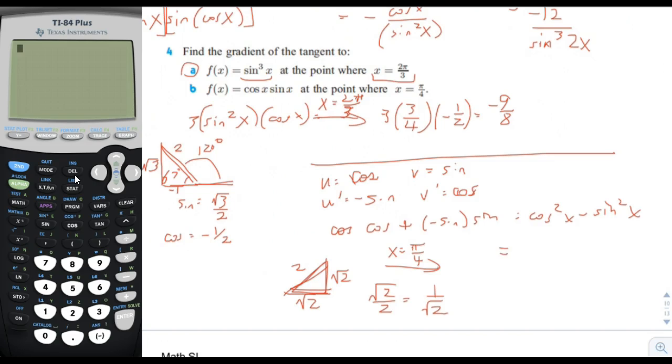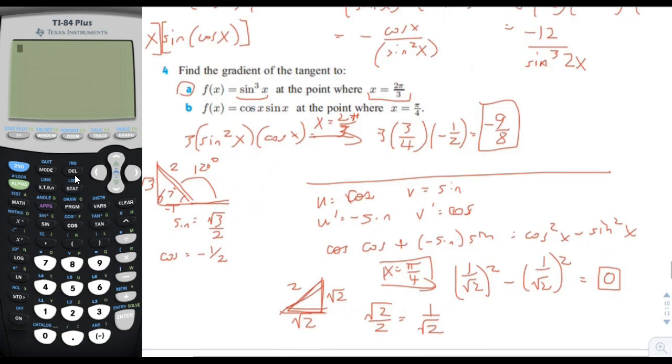Cosine squared of x, once we plug in x equals pi over 4, we're going to get 1 over square root of 2 squared, and then we subtract 1 over square root of 2 squared. Hey, look, we have the same thing minus each other, so we're going to get 0, so the value would be 0. Okay, and that is the end of page 10.